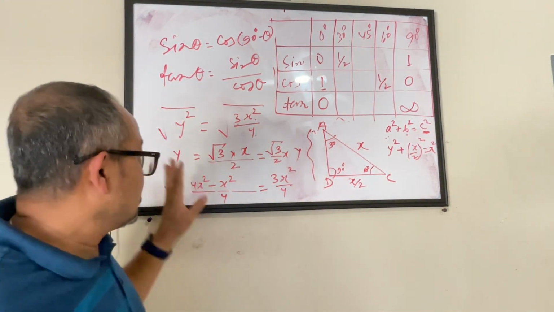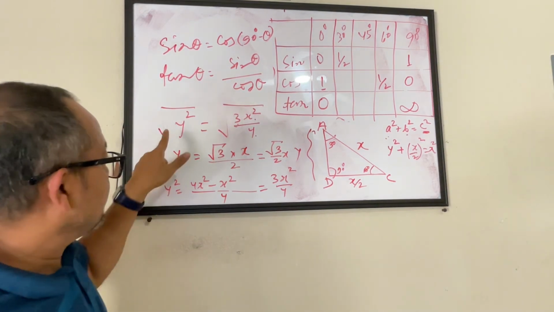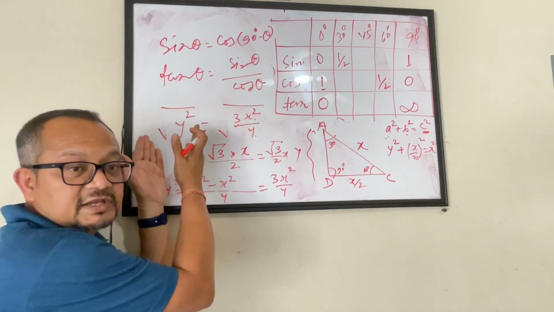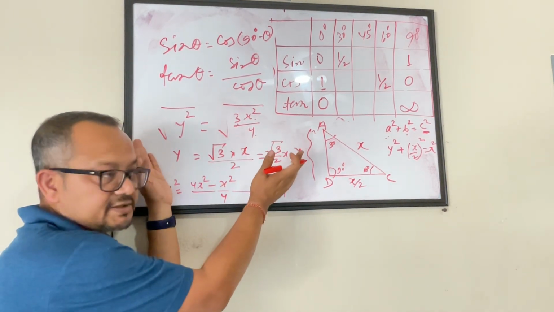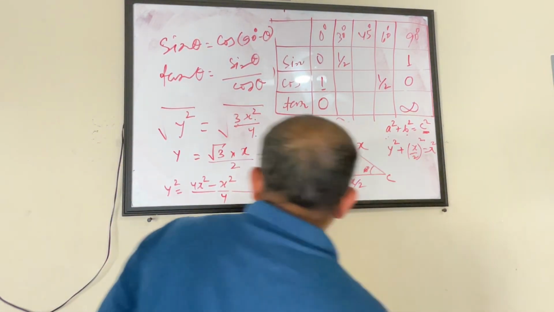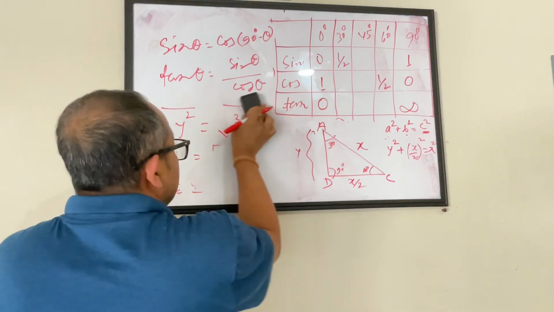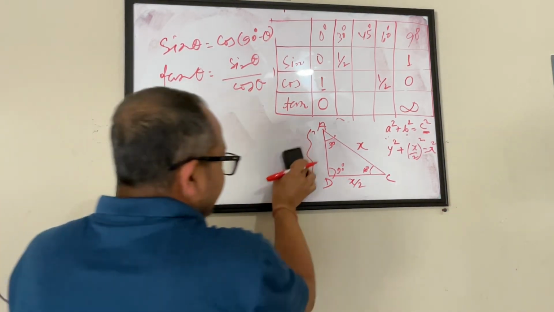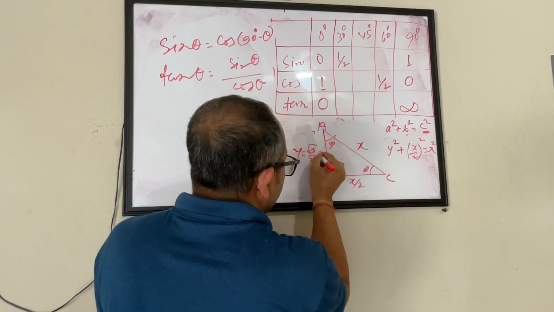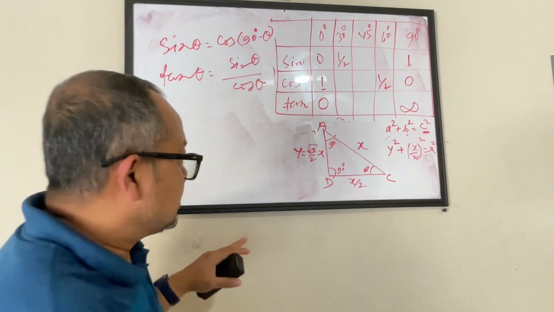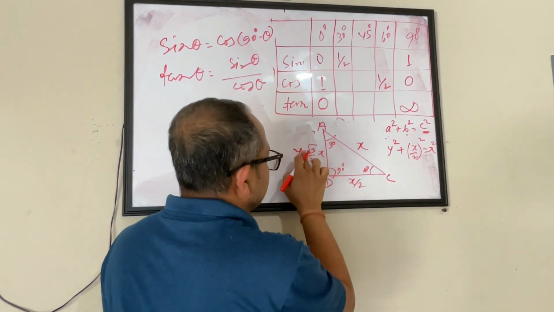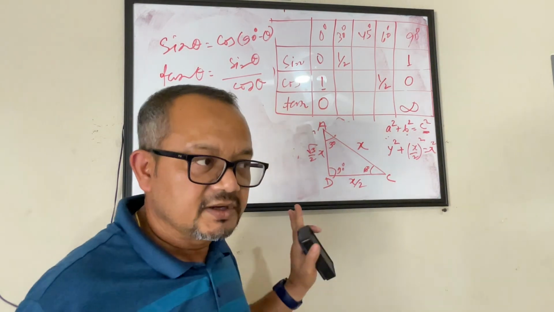Yes, sir. So we got y square equals to this. We are trying to find out the value of y, so we are just taking a square root of the whole thing, both the sides. This gives us y equals root 3 by 2x. Okay? So now, after all the calculations that we have to do, we found out y equals root 3 by 2 into x. So this side is x, this side is x by 2, and this side is root 3 by 2 into x.